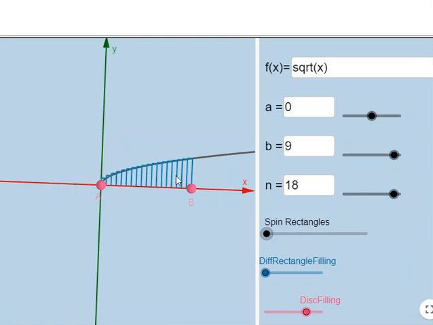So the process of stacking all those rectangles together, rotating them all around an axis to form little disks, and the process of adding all of those volumes together is what integration is going to do. So we're going to take a minute and develop the integration method for this process.